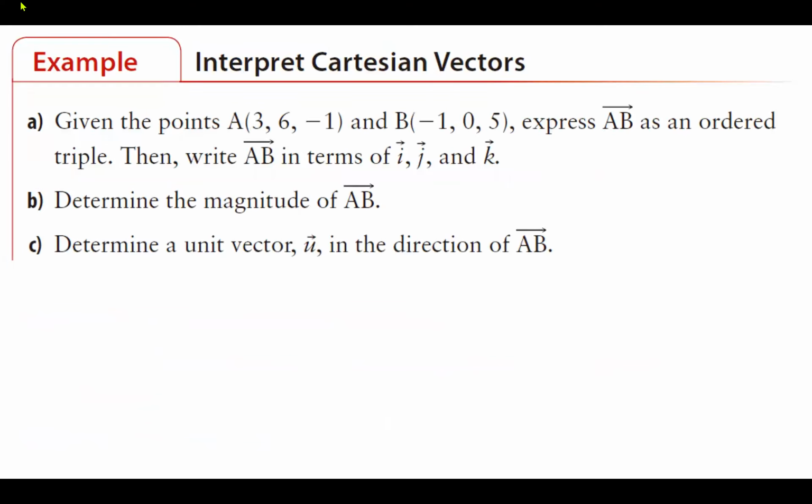Question A: given the point A (3, 6, -1) and the point B (-1, 0, 5), express vector AB as an ordered triple. Then write vector AB in terms of the unit vectors i, j, and k. Question B: determine the magnitude of vector AB. And question C: determine a unit vector u in the direction of vector AB. Okay, I'll give you 5 minutes to have a look at this question by yourself.